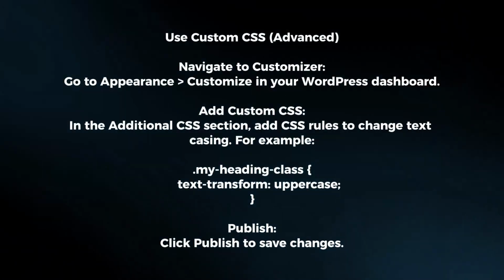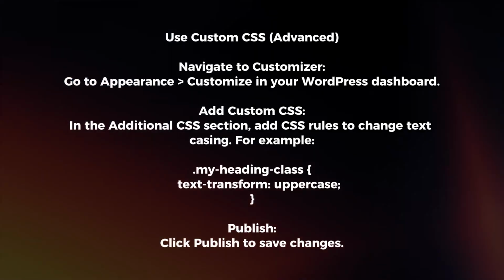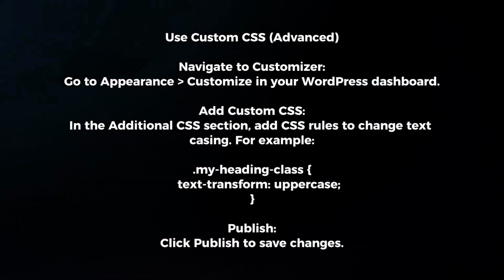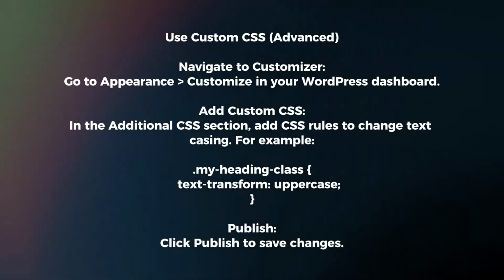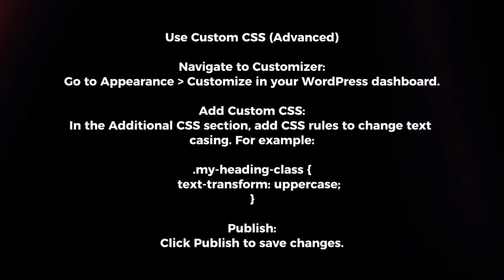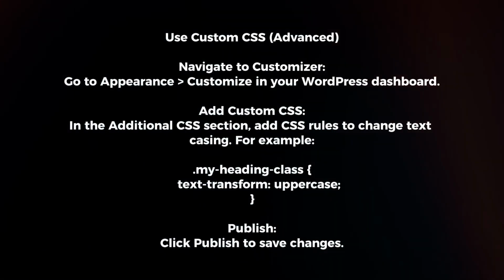Use Custom CSS. Navigate to Customizer. Go to Appearance, Customize in your WordPress dashboard. Add Custom CSS. In the Additional CSS section, add CSS rules to change text casing. For example, Publish. Click Publish to save changes.